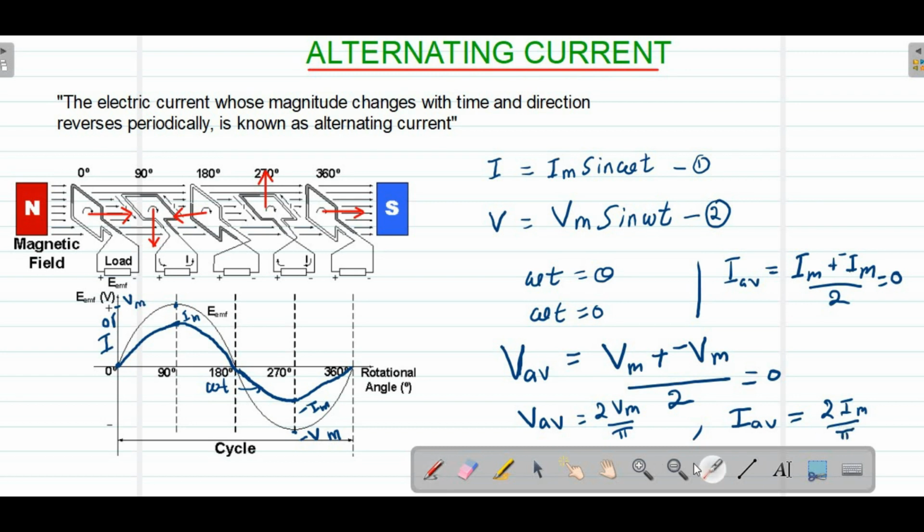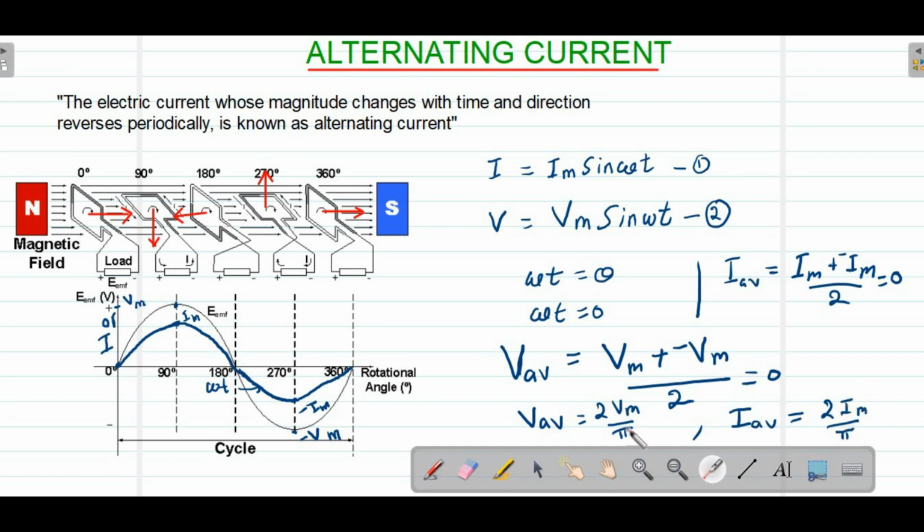Okay. So when we take the average value or mean value of voltage and current, we will not take the full cycle. We will take only one half cycle. In one half cycle, mathematically we can prove that the average value of voltage will be 2 into the peak value, the maximum value of voltage, divided by pi, and the average value of current also in one half cycle will be 2 into the peak value of current by pi.